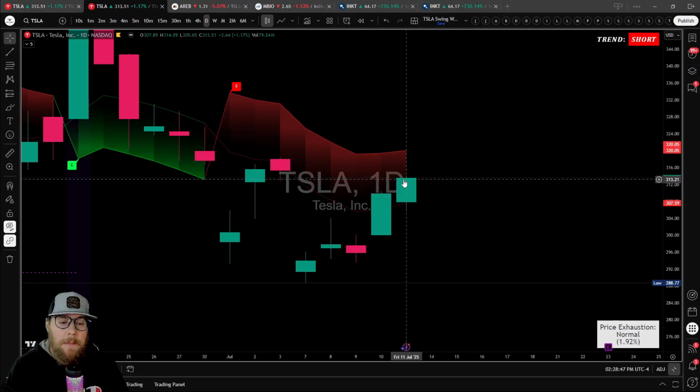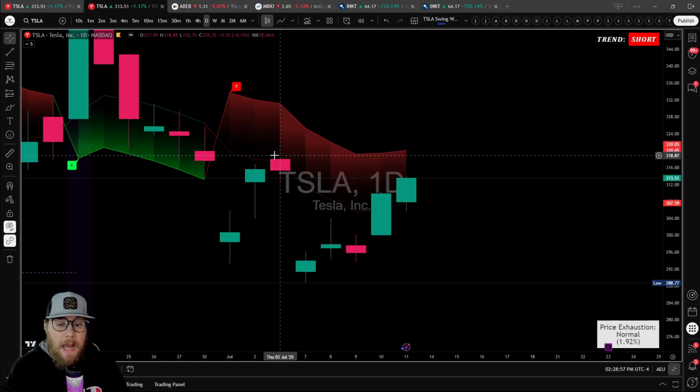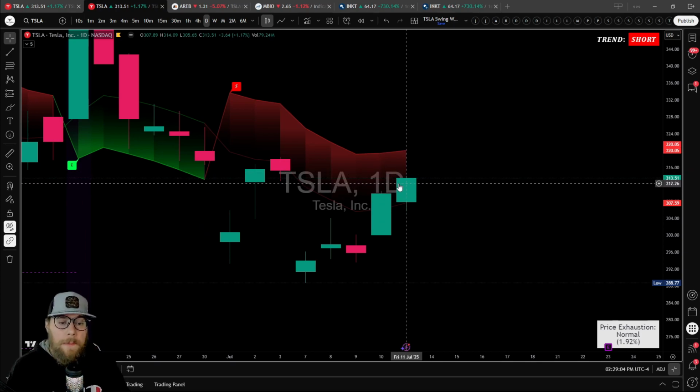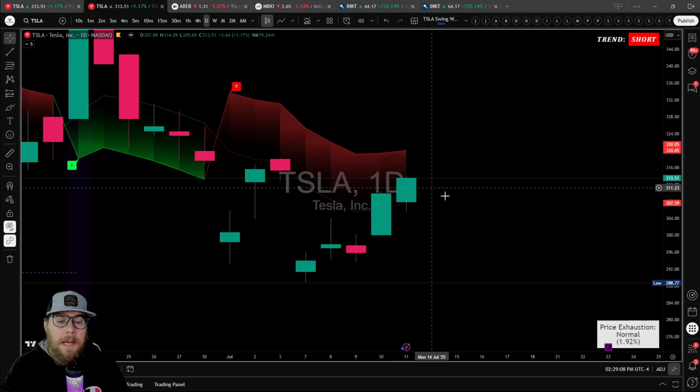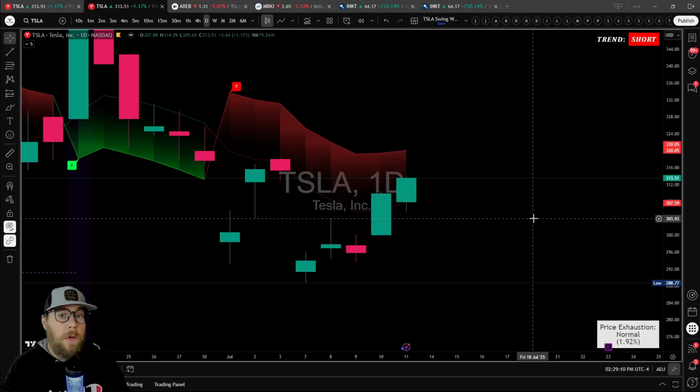So maybe I want to take puts that are a little bit less risk, maybe a lotto type of play, something I'm willing to lose on. Basically, I want to mitigate risk because this is higher risk due to the fact that we've already tested that resistance zone. So that's something to be aware of. So if I'm getting in here, higher risk, smaller size, you guys get the idea. But at this point, I'm still leaning on the short trend side.